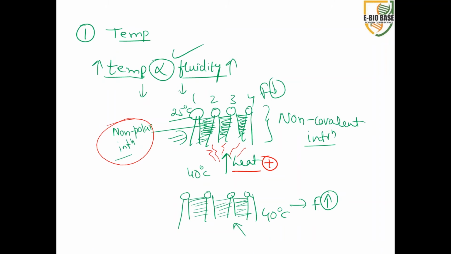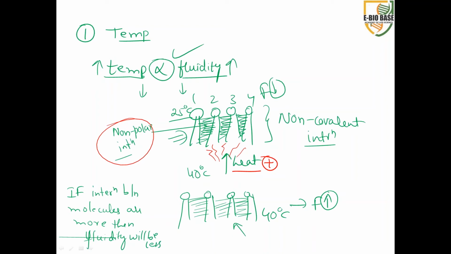Now, this also says that if interaction between molecules are more, then fluidity will be less. Keep this in mind. So if interaction is more, fluidity will be less. That means if interaction is less, fluidity will be more. Keep this in mind. If lesser the interaction, greater the fluidity. Greater the interaction, lesser the fluidity. That's what the concept, right?